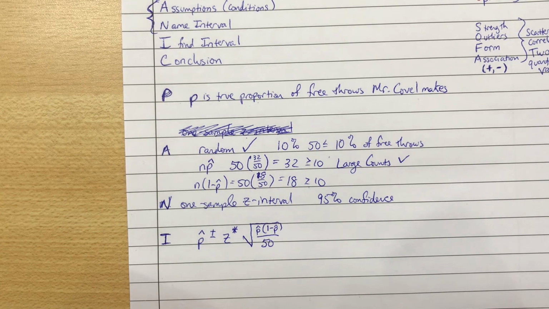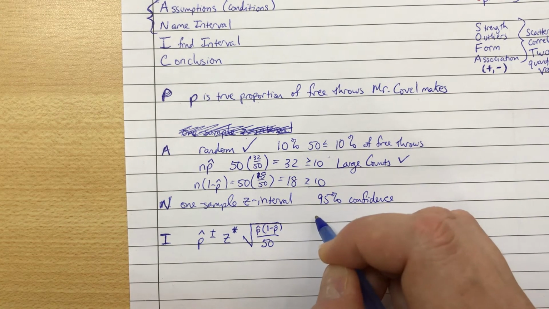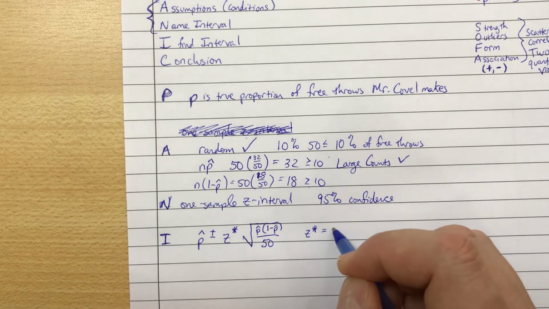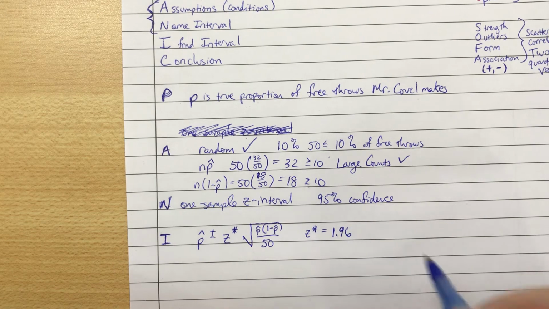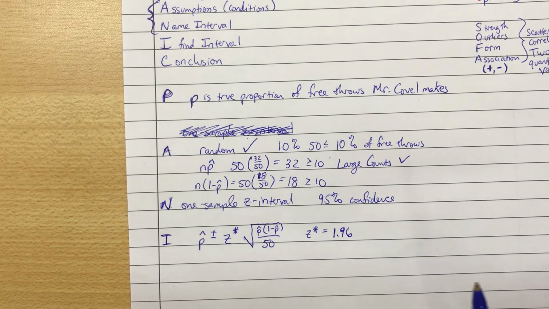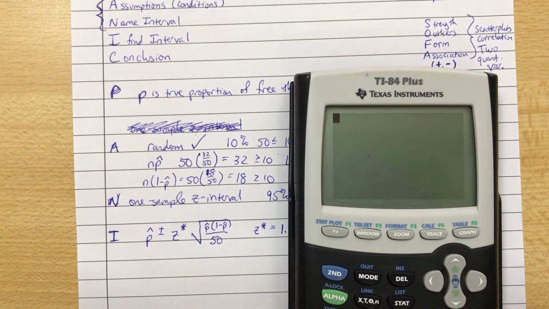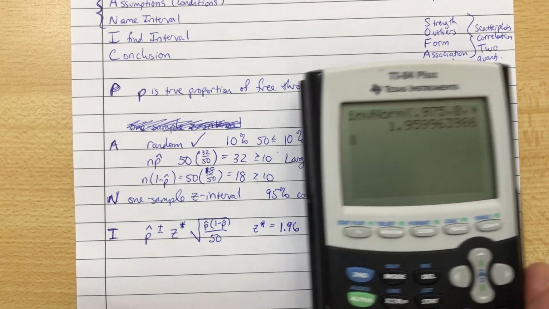For 95% confidence, you may have already memorized that the critical value is 1.96, but if not, you can use the calculator to get that. I actually left my calculator in my bag, so I'm going to run real quick. Now I've got it, I'm coming back to my seat. Sorry about that. I would do an inverse norm. In my calculator, for a 95% confidence level, I need to type 0.975. It should be 1.96, and it is.